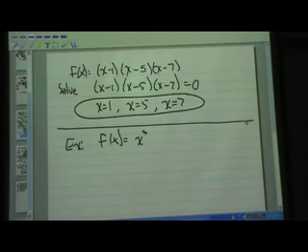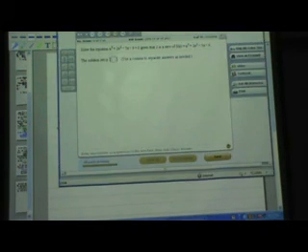One, 2, negative 5. I forget what the last number was. Negative 6.